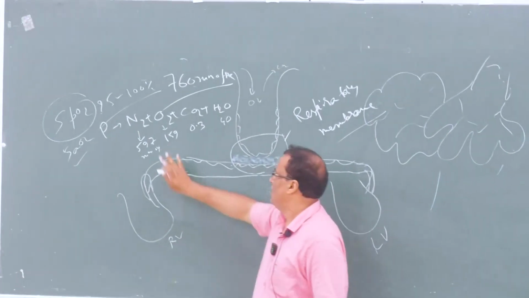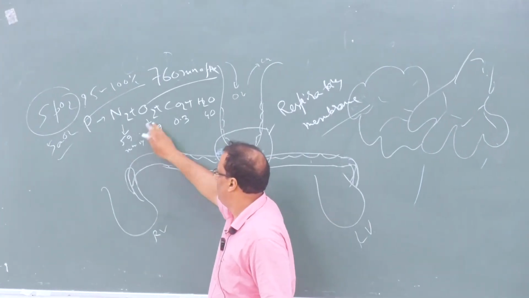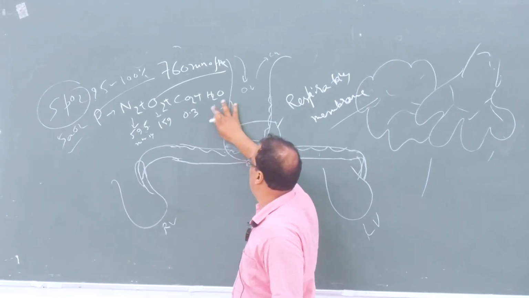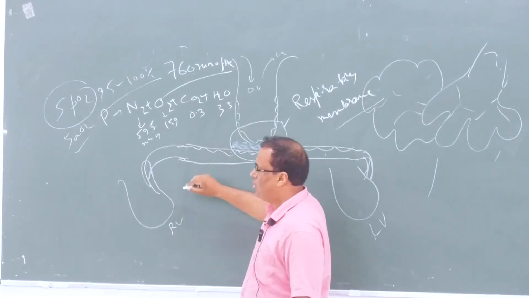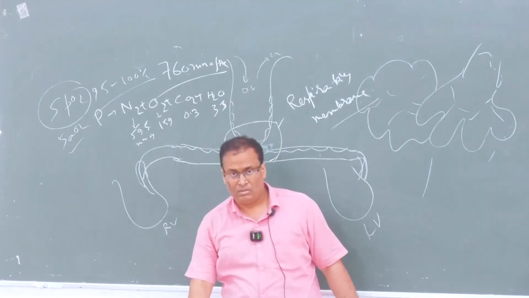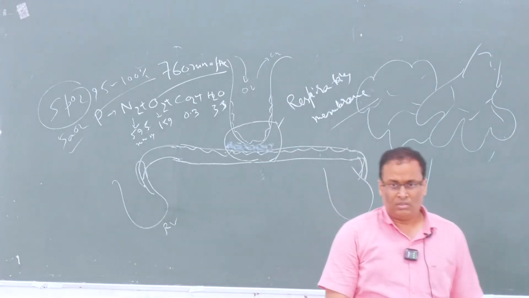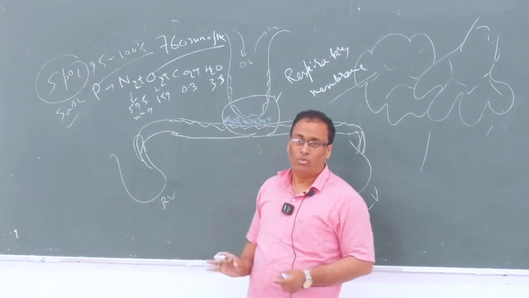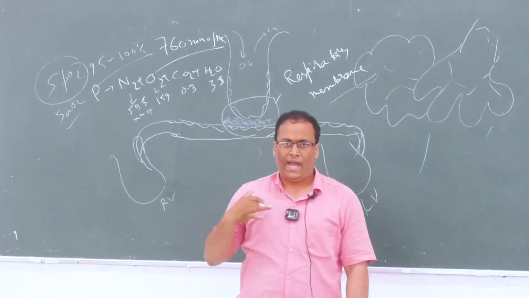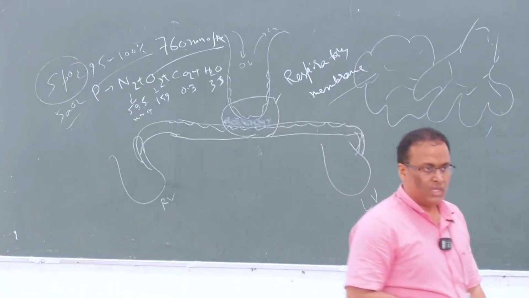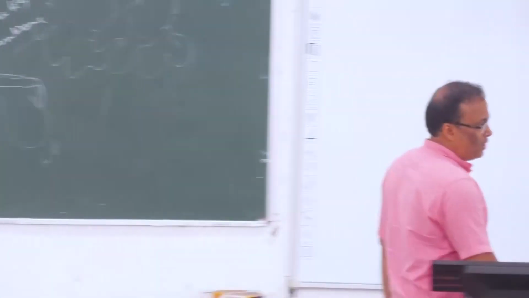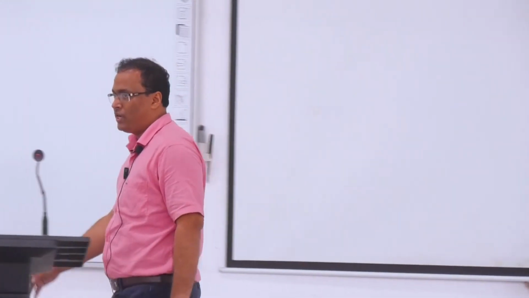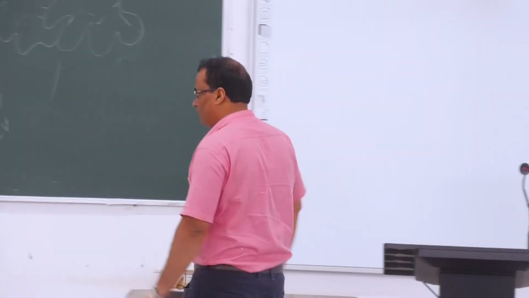Anyway, the concept is that, not the value, concept is that atmospheric pressure is equal to summation of partial pressure of nitrogen, oxygen, carbon dioxide and moisture or water. Finish.